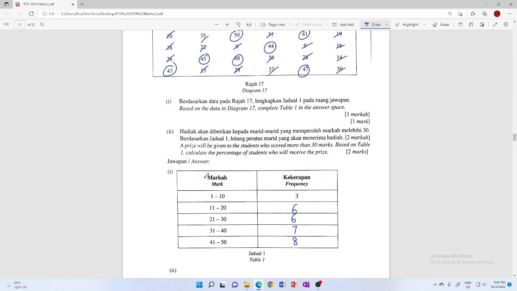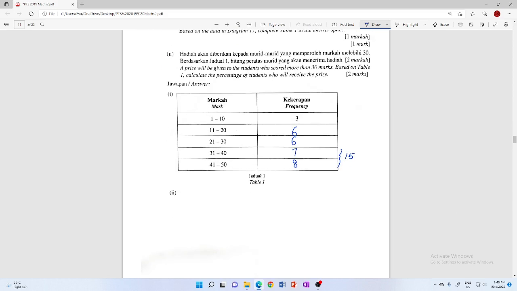For question 2, a prize will be given to the students who score more than 30 marks. Based on the table, calculate the percentage of students who will receive the prize. Those who score more than 30 marks are here. So the total number of students here is 15. I need to calculate the percentage. So the percentage is 15 divided by the total of 30 students, times 100%. And the answer is 50%.